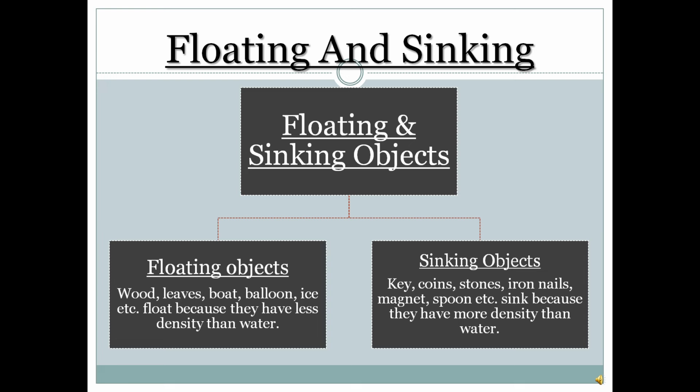On the basis of density, the materials are of two types: floating and sinking objects. The objects that have less density like leaves can float on water and are called floating objects, while the objects that have more density like stones sink in water and are called sinking objects.